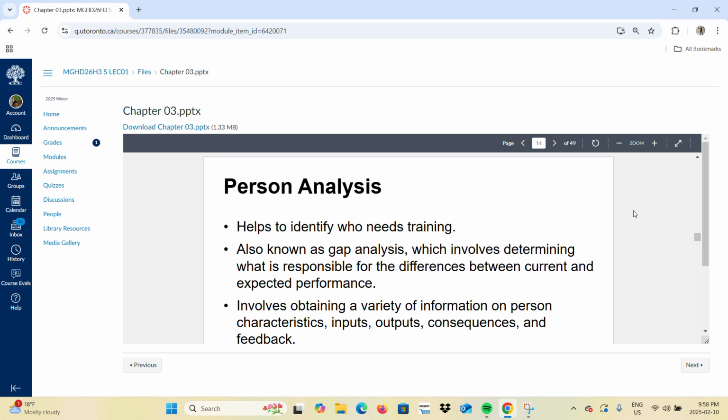For person analysis, this helps to identify who needs training. It's also known as the gap analysis, which involves determining what is responsible for the differences between current and expected performance, the gap, no Kanye. And it also involves obtaining a variety of information on people's characteristics, inputs, outputs, consequences, and feedback.